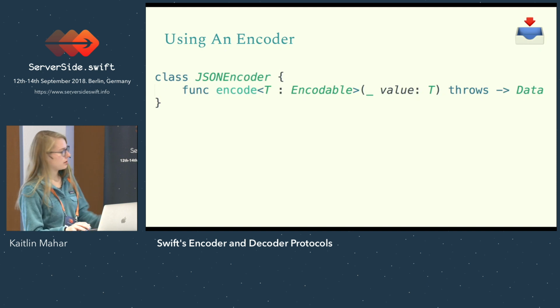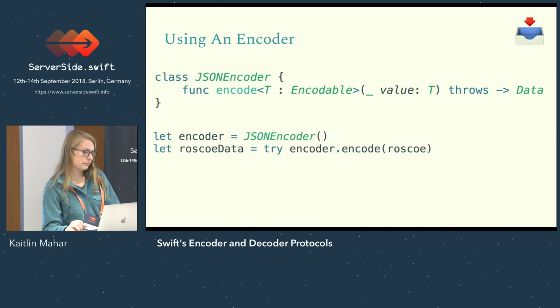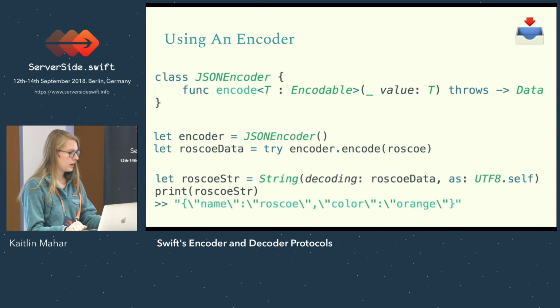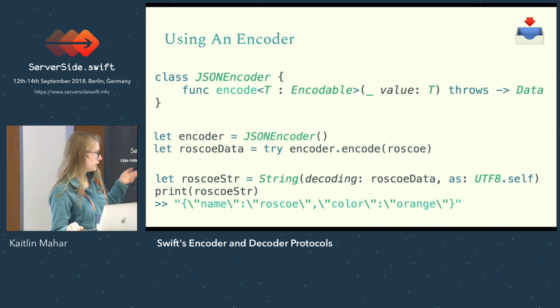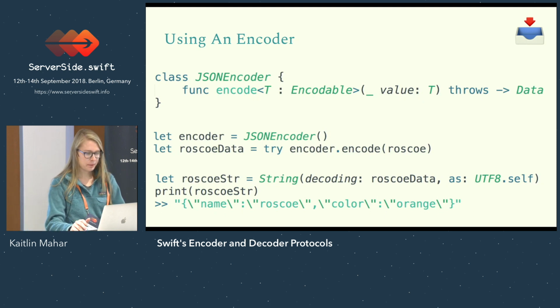If we wanted to use this encoder with Roscoe, we would create a new encoder and pass in Roscoe. And then if we want to confirm that we got what we expected here, we could create a string using that data, tell the constructor that it's UTF-8, and print it out. And sure enough, it looks like what we expect.